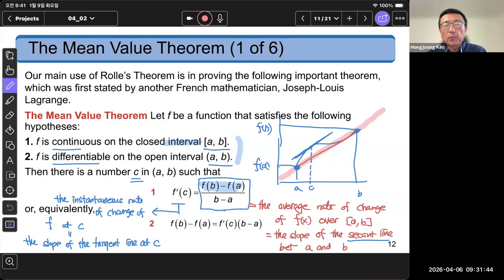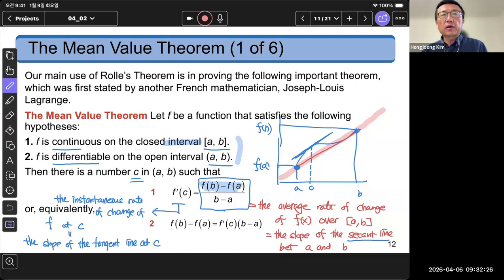then there will be a point C between A and B such that f prime at C equals f of B minus f of A over B minus A. In other words, the tangent line at C will be parallel to the secant line between A and B. And this Rolle's theorem or mean value theorem focuses on a certain property of the function over one interval. That is the important property requirement of the mean value theorem.